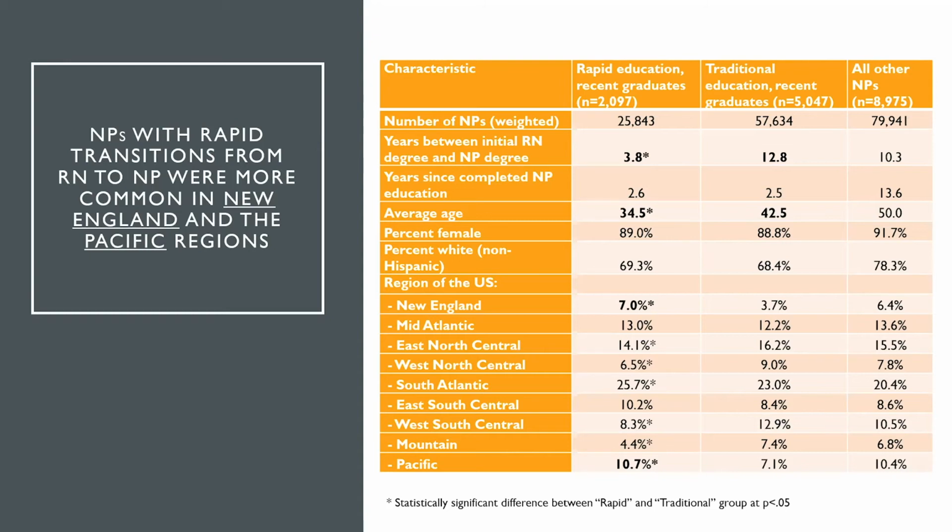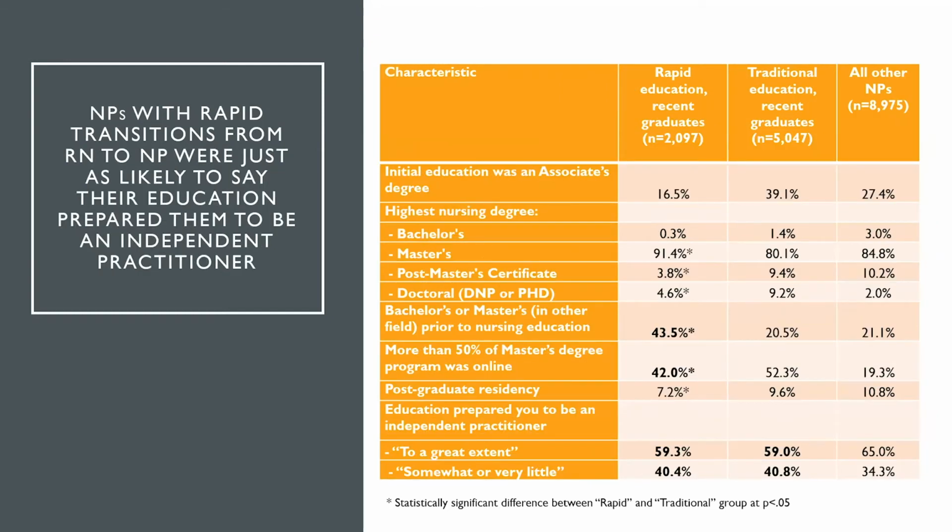And one interesting finding here, no difference in percent female or race or ethnicity, but you can see that these rapid folks are more likely to be in New England and the Pacific regions, which could be related to where some of these rapid programs are, in what schools. Then we looked at some characteristics of their educational program and other things like that. And most of these results were not very different, but a couple things I highlighted.